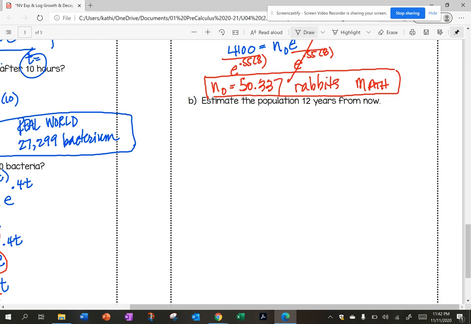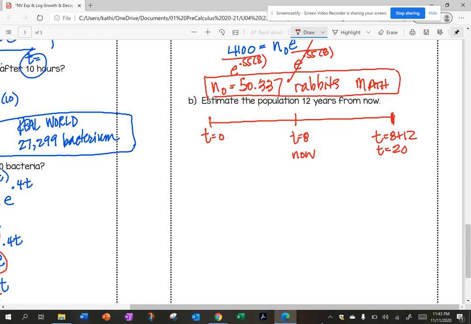So we can do this more than one way. So let's try one way. First way, and these are easier if you kind of draw a timeline. So at t equals 0 and t equals 8. So this is now. And it's asking me 12 years from now. So that would be t equals 8 plus 12. So t equals 20 is what that's asking me.